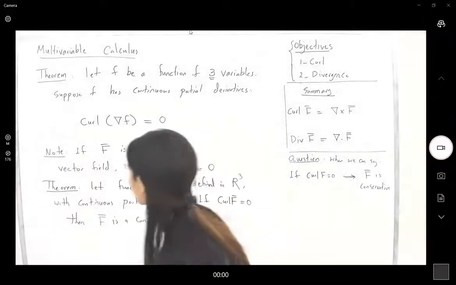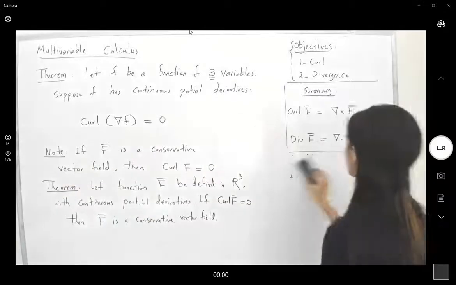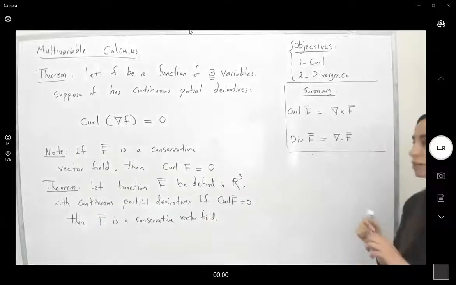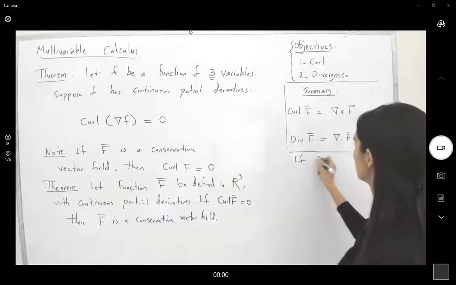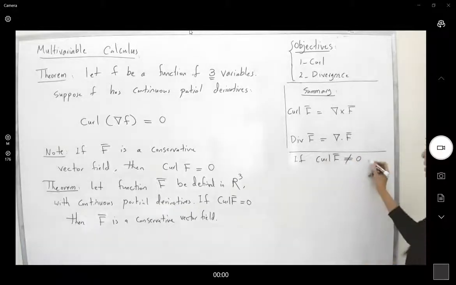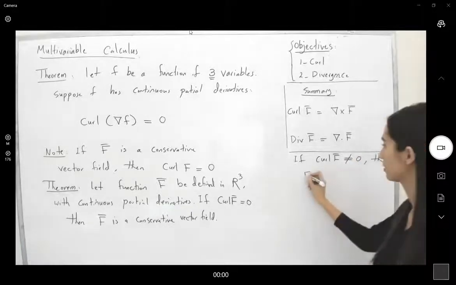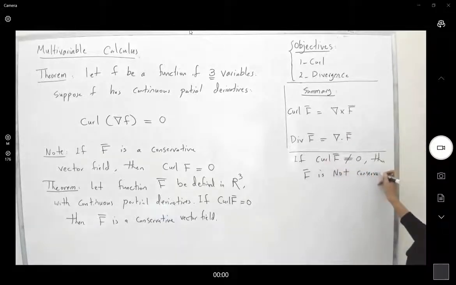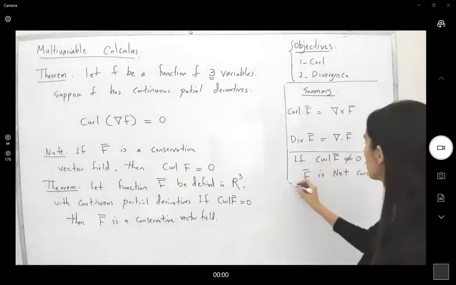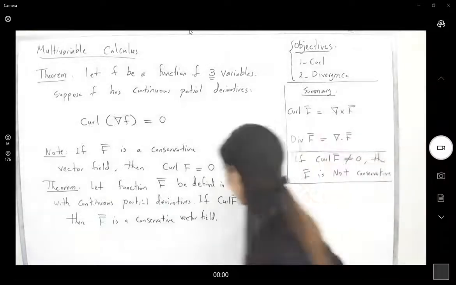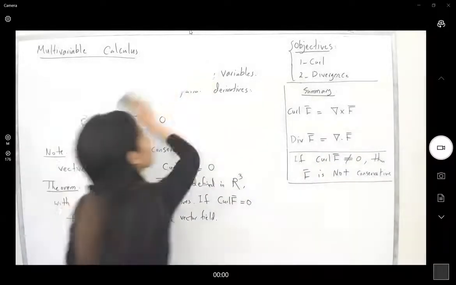Also note that by using this, we can say that if the curl of F is not equal to 0, then F is not conservative. So these are the nice conditions that we can use to verify if we have a conservative or non-conservative vector field. Example.